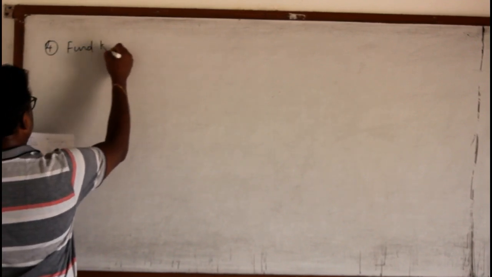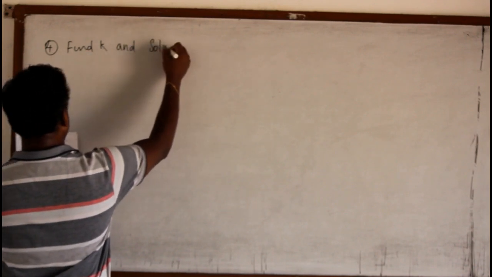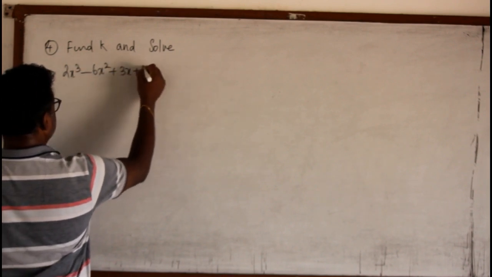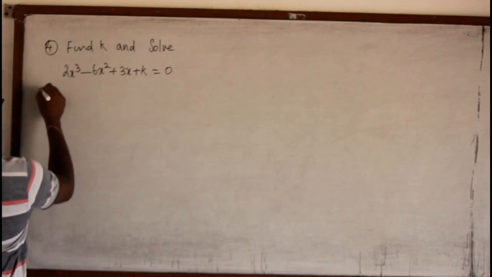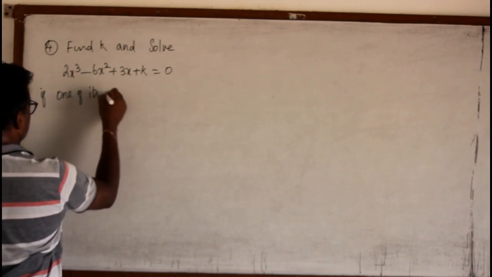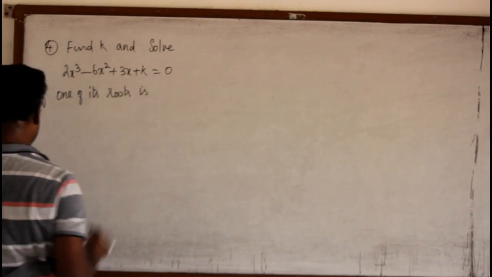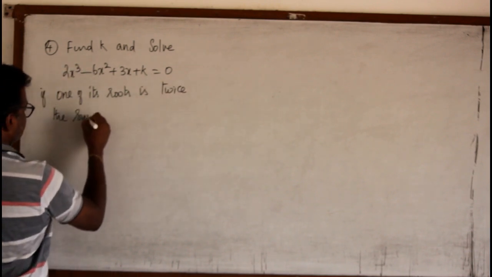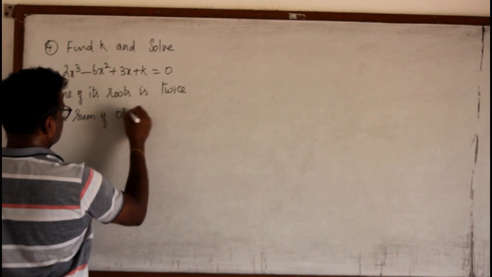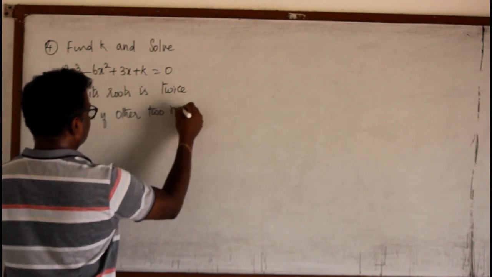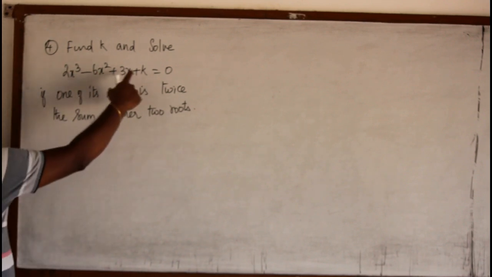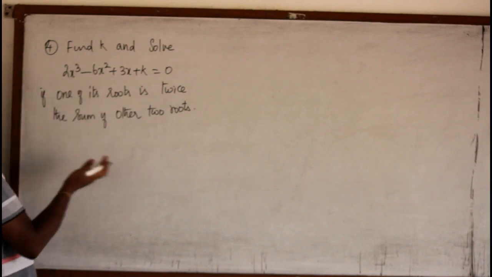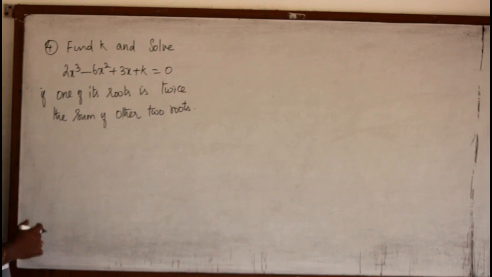Find the k and solve 2x cube minus 6x square plus 3x plus k equal to 0 if one of its roots is twice the sum of the other two roots. That is, I have to find this k and also I have to find out the roots. So the given equation is a cubic, so I must get 3 roots. But they give some relationship among the roots.